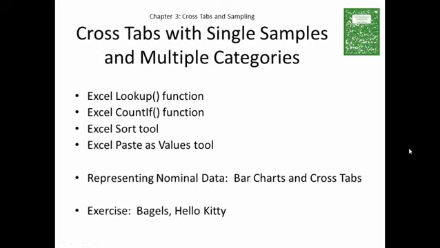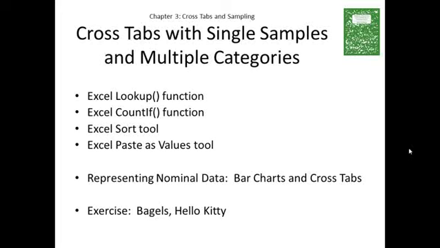Next, let's look at crosstabs with a single sample, but now we'll have multiple categories. With multiple categories, using the simple if function won't quite work. Well, it could, but it would be quite difficult. There's another function we can use that will make our life easier, and that is the lookup function in Excel.